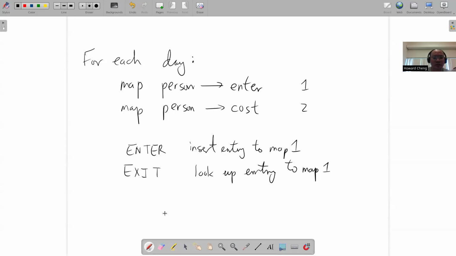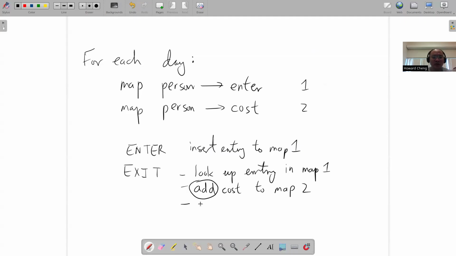Then add the costs for that person to map 2. Now, it's important to say add instead of just assign, because somebody could have entered and left the park and entered again, so they might already have a running total. So we have to remember to add the cost.